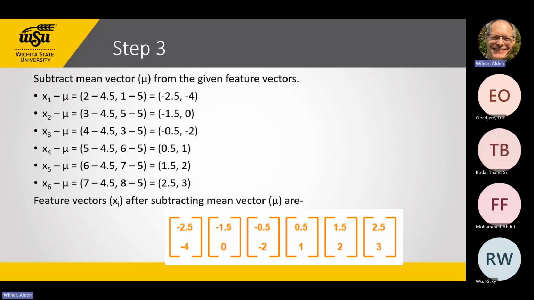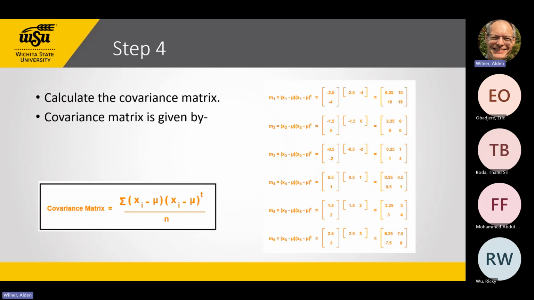Anyhow, so these are our feature vectors after subtracting the mean vector. So now everything is normalized as the distance from the mean vector, right? Now we're going to calculate our covariance matrix. Our covariance matrix is given by the sum of x sub i minus the mean, times x sub i minus the mean transposed, over n.